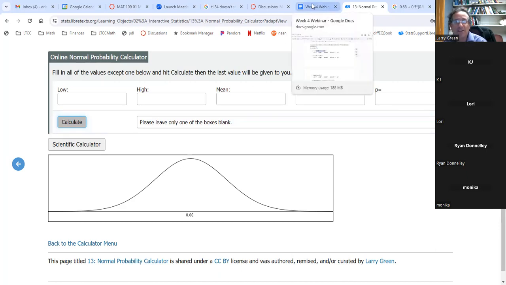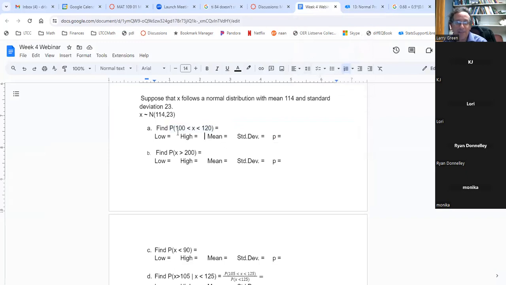All right, so let's take a look at what we've got. We want the probability that X is between 100 and 120. What is the low for this example? Yeah, the low is 100. What is the high? There's no tricks here. What's the high? Not supposed to be hard.